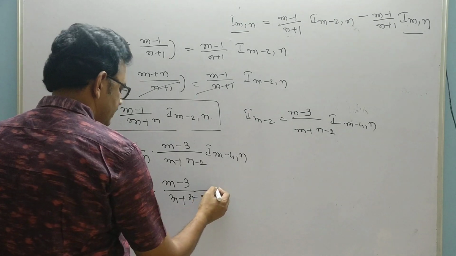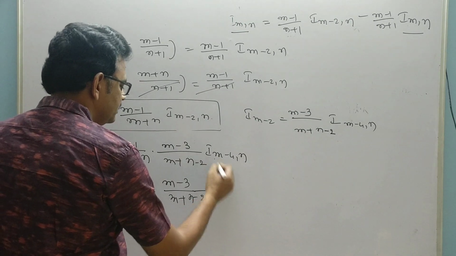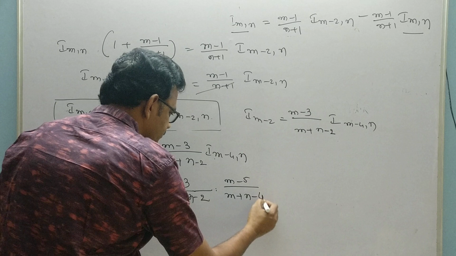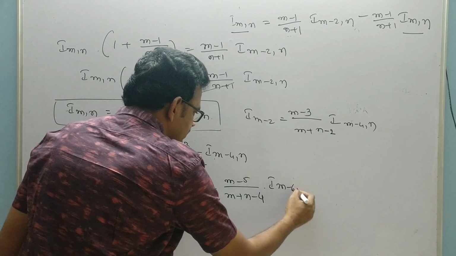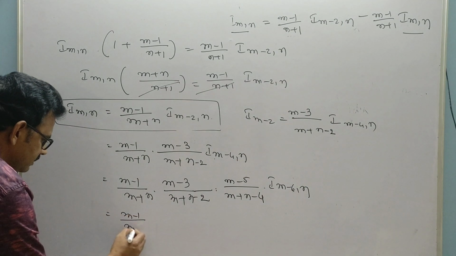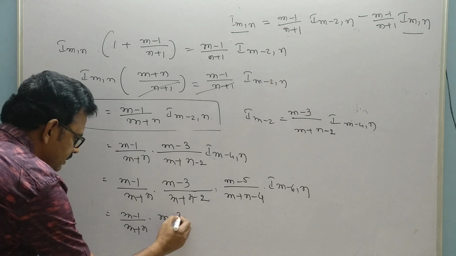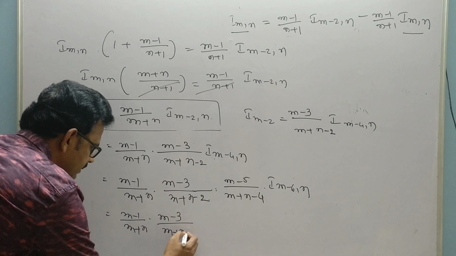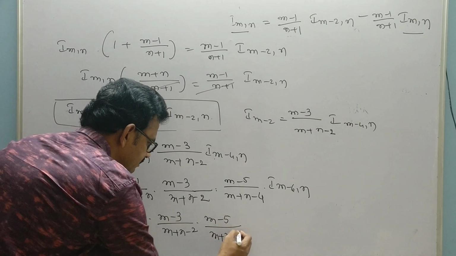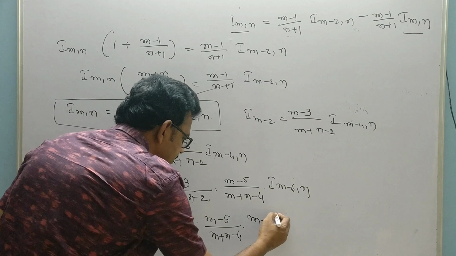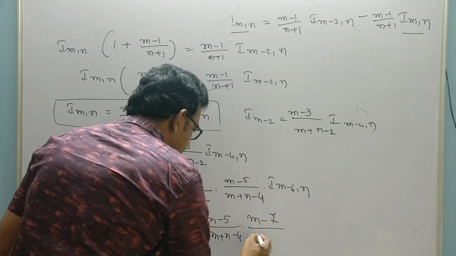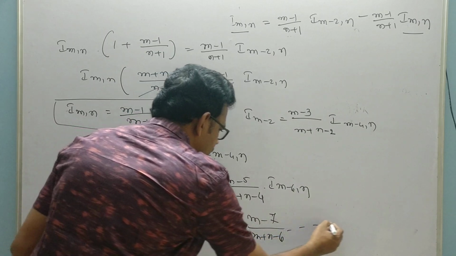Okay? And into the value is what? (m−5)/(m+n−4) into I(m−6, n). So that is equal to (m−1)/(m+n) into (m−3)/(m+n−2) into (m−5)/(m+n−4) into I(m−6, n), and so on, reducing m by 2 each time.